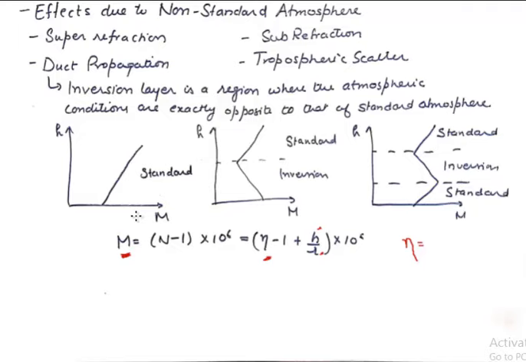And if we plot a graph of M, which is the excess modified refractive index, so it is different from N. This M will take into account the irregularities of the troposphere because of the presence of the water vapors. And a standard atmosphere should look something like this.